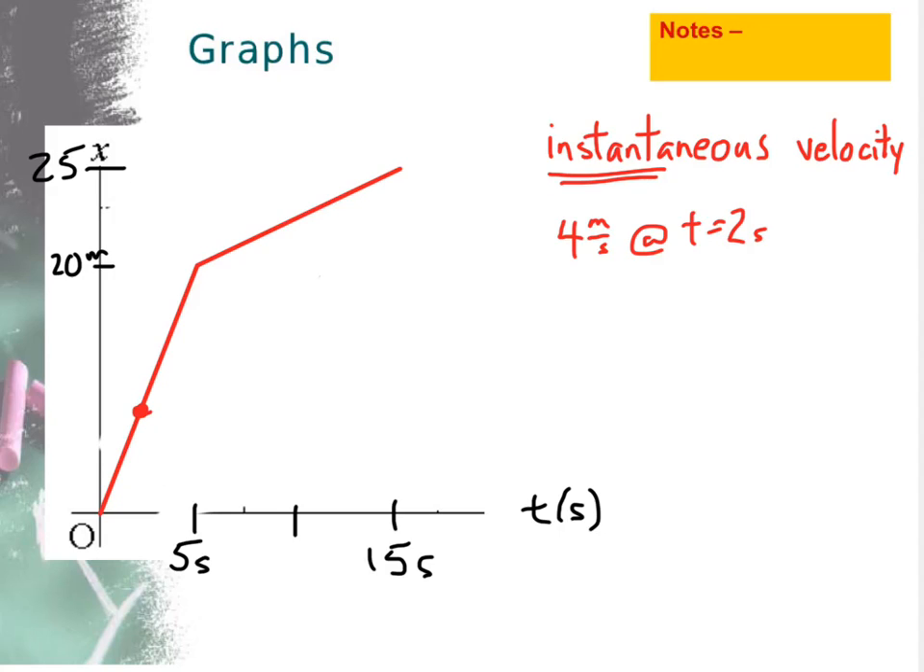I could do the same thing at another time at 4 seconds. I could look up 4 seconds, go up, see this point, and ask myself, what is the slope of the line at this point? And it is still 4 meters per second. So my instantaneous velocity at this point is 4 meters per second, and my instantaneous velocity is 4 meters per second at this point.